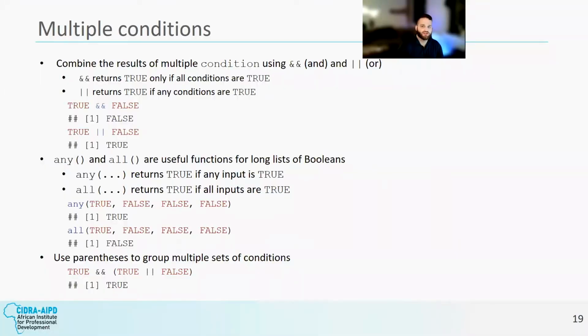Now, sometimes the logic that we need to use for multiple conditions needs to be more complex. So in this case, we can also use parentheses to group multiple sets of conditions. The true and false will be operated just as parentheses would be in normal mathematical order of operations. So in this case, R will first evaluate the true or false, which, as we know from earlier, will return true. And then it will return true and true, which returns true.